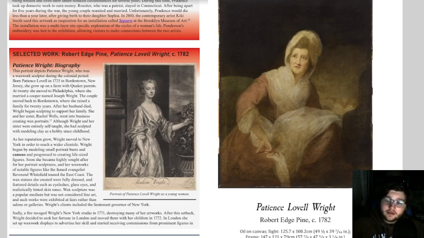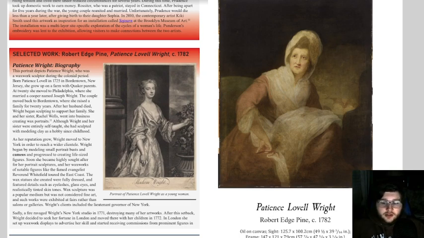Soon she became highly sought after for her portrait sculptures and her waxworks of notable figures like the famed evangelist Reverend Whitefield, who toured the East Coast. The wax statues she created were fully dressed and featured details such as eyelashes, glass eyes, and realistic tinted skin tones. Wax sculptures were a popular medium, but not considered fine art, and such works were exhibited at fairs rather than salons or galleries. Wright's clients included the Lieutenant Governor of New York.